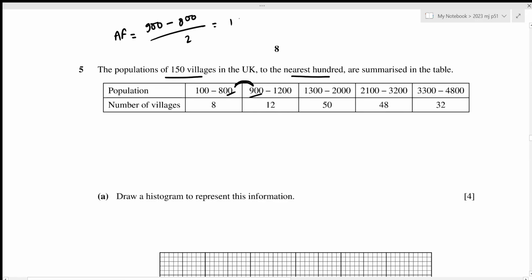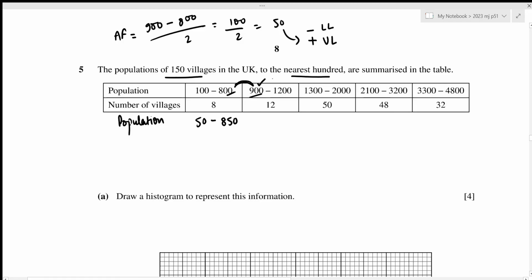So that's 100 by 2, which is 50. So our adjustment factor is 50. And in order to adjust your class limits, what you do is you add it to your upper limit, you subtract it from your lower limit. Let's do that. So our new interval is going to be 100 minus 50, 50, 800 plus 50, so 850.